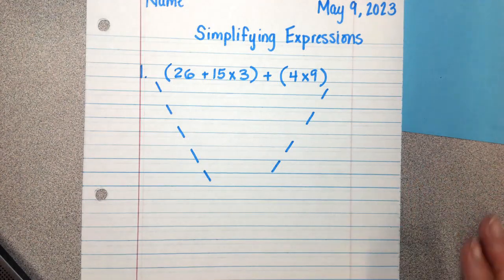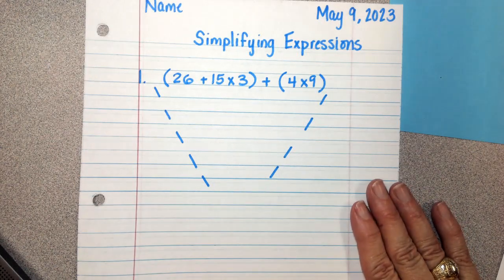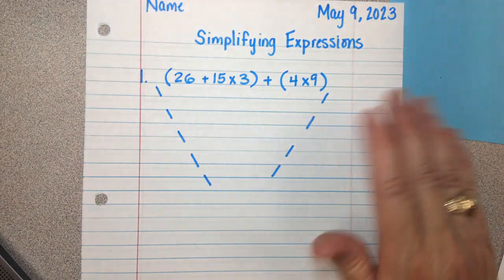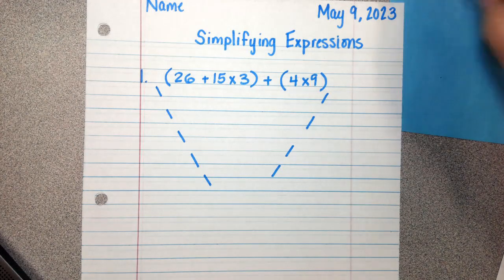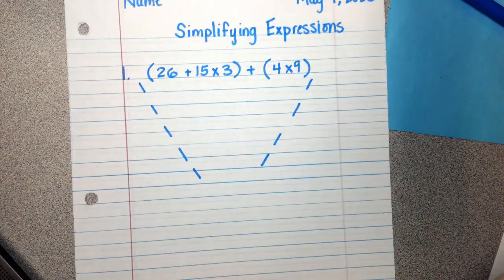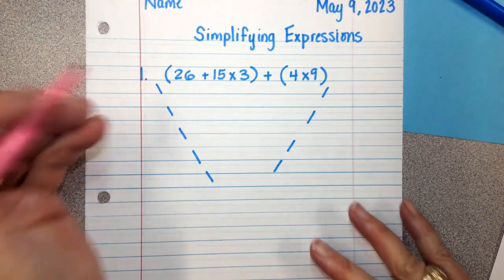Right, boys and girls, if you're tuning in, then that's because I'm offering you help on number 1 of our Simplifying Expressions activity. And you have already written down number 1, probably with me in the direction portion of our assignment. The next thing that we're going to do is go ahead and make our little checklist.